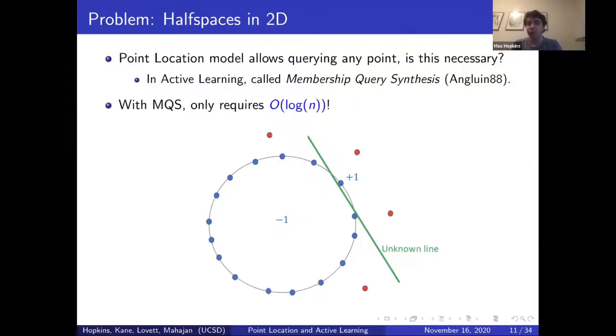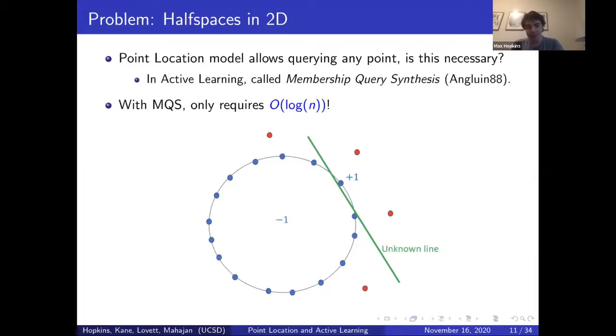On the other hand, if you are allowed to make up data to send to the oracle, if you have membership query synthesis, we've known for a long time that you can basically recover binary search. You can do exponentially better. You can learn everything in only O(log n) queries. And this is because these red points here, which aren't part of our data set, but are still in 2 dimensions, are much more informative about where the hyperplane that we're looking for actually lies.